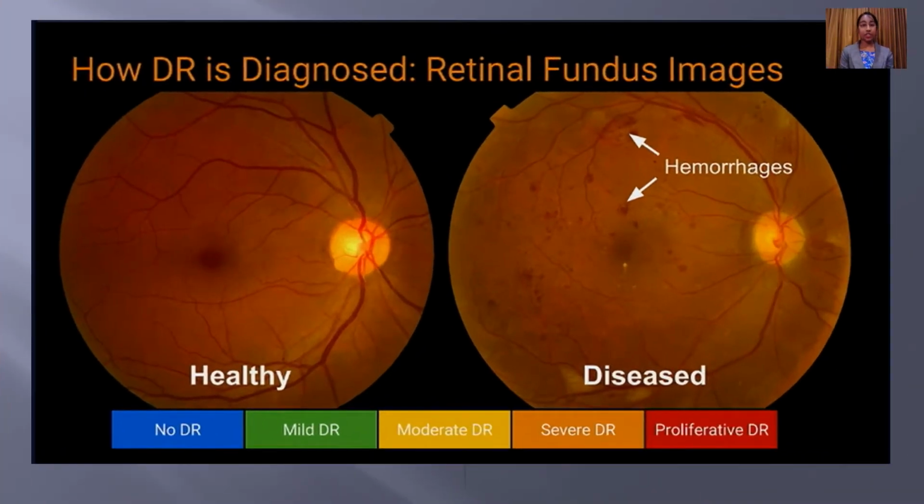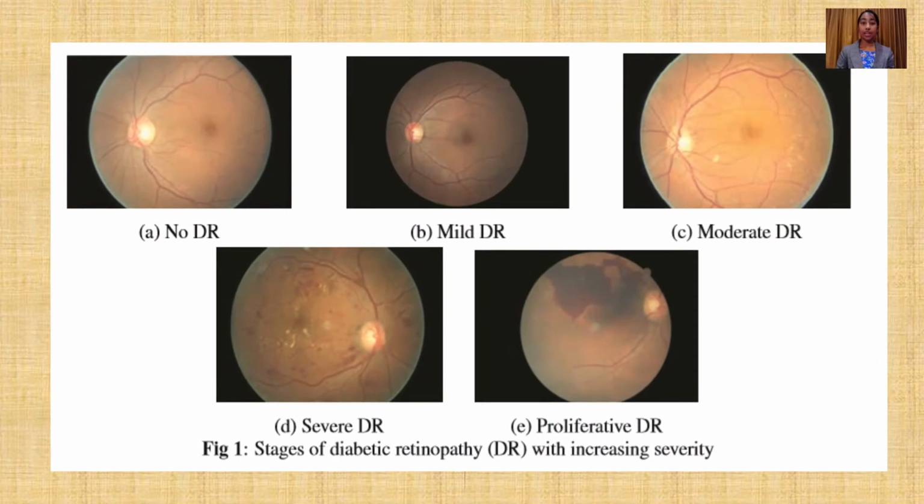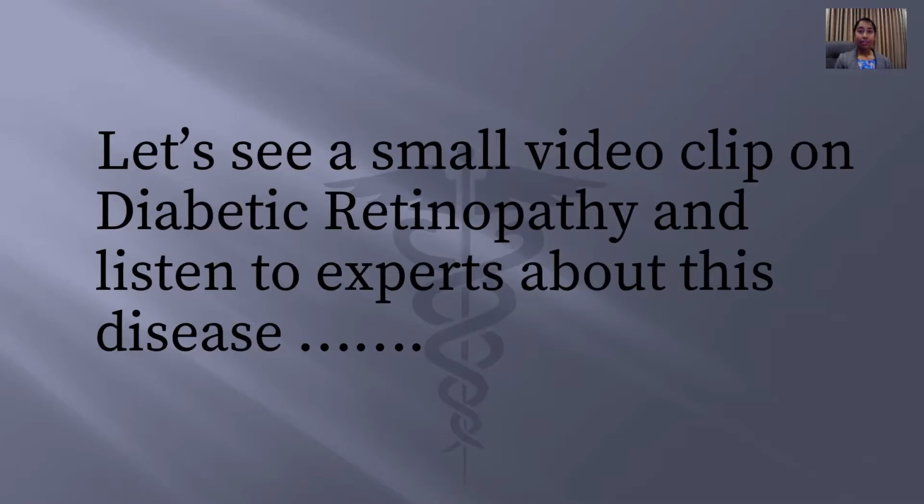As you can see in the picture above, the retina, which is the darker circle, starts fading away in the diseased eye. However, in the healthier eye, you can see the retina clearly. There are 5 cases of DR: no DR, mild DR, moderate DR, severe DR, and proliferative DR. Here are examples of each category. Let's see a small video clip on diabetic retinopathy and listen to experts talk about this disease.